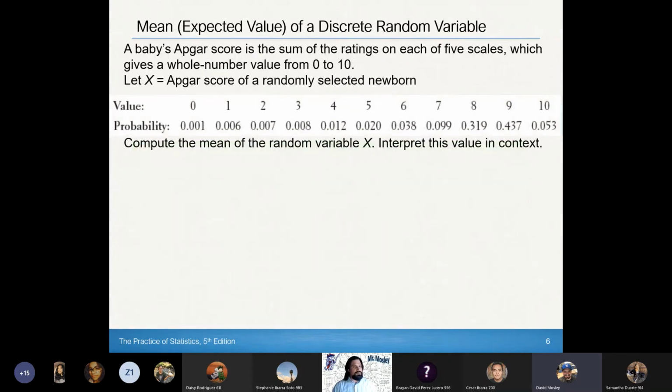Right. So now, let's look at an example. A baby's APGAR score is the sum of the ratings on each of 5 scales, which gives a whole number value of 0 to 10. Let X equal the APGAR score of a randomly selected newborn. The APGAR score can take on values of 0, 1, 2, 3, 4, 5, 6, 7, 8, 9, 10. Each of those outcomes has the given probabilities here in the table. We're going to compute the mean of the random variable X, and then interpret this value in context.